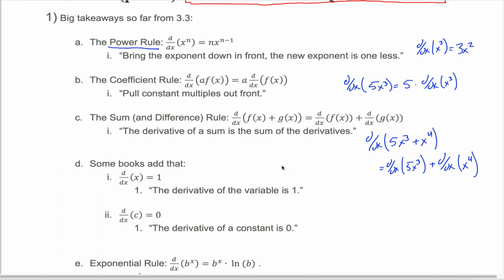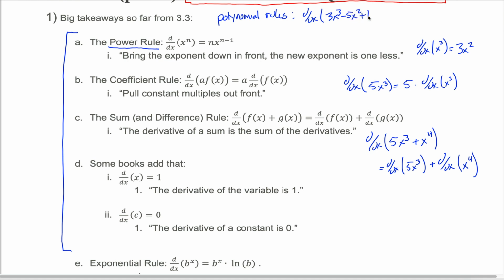And in my head, when I'm thinking about the polynomial rules, I'm really just thinking about these first three. But I guess technically, to make this as complete as possible, I have to include a couple more little facts. The fact that the derivative of the variable, the derivative of x itself, is just 1, and the derivative of a constant, not to be confused with this coefficient rule, tells you the derivative of a constant is just 0. And with all these different rules, which again I like to call the polynomial rules, we can take the derivative of any polynomial. So I don't know, 3x cubed minus 5x squared plus 11x minus 10, sure.